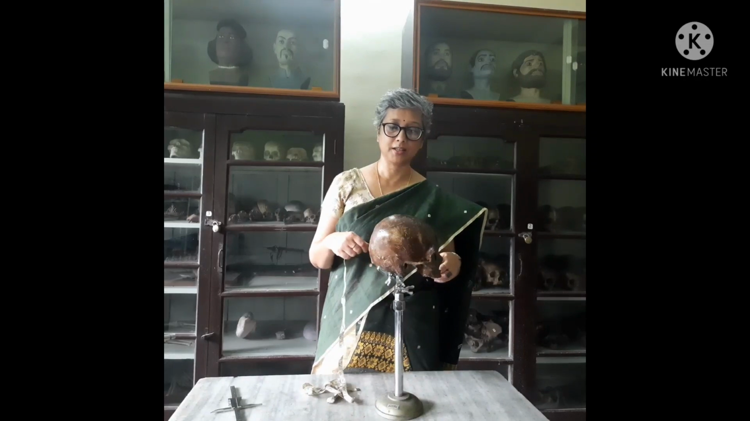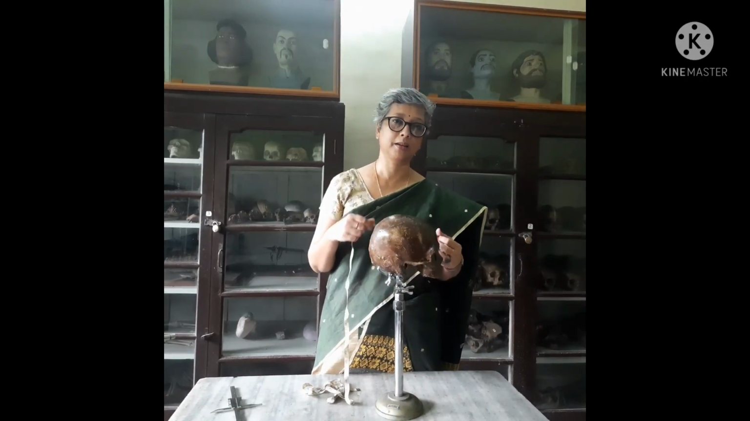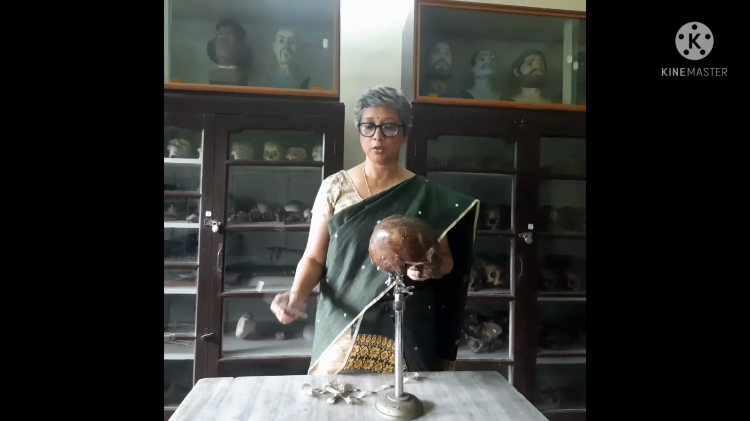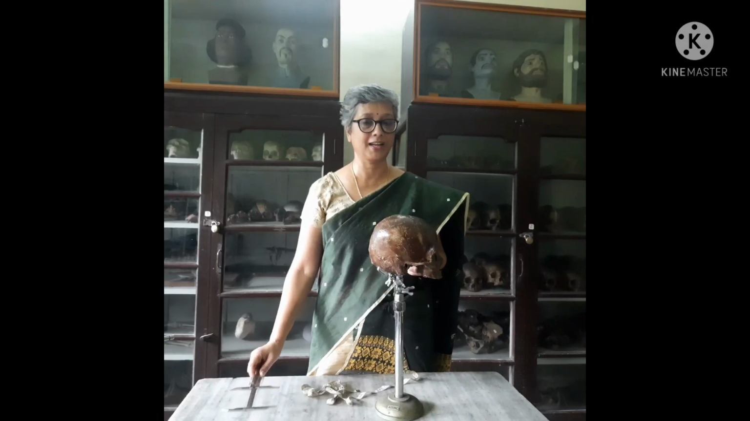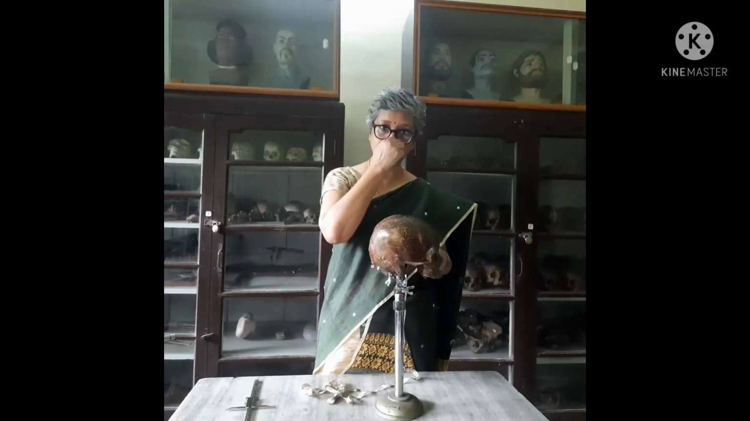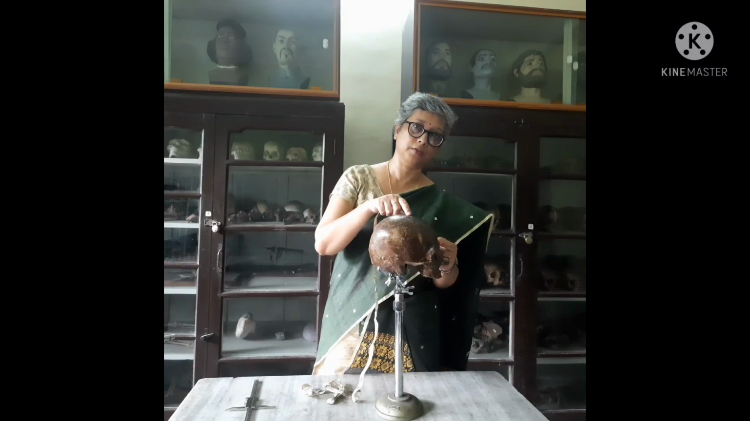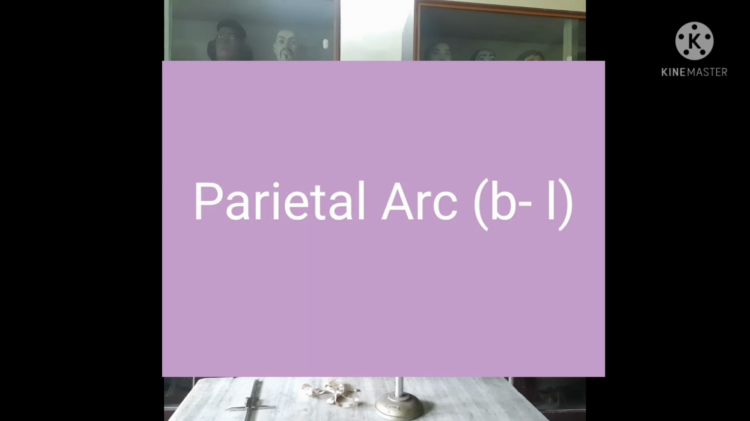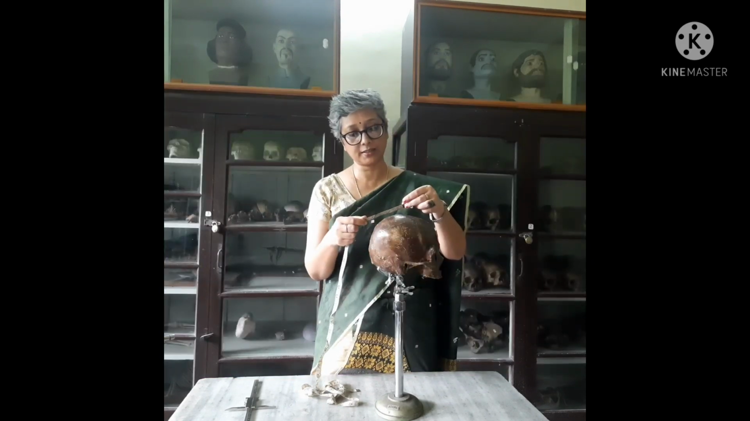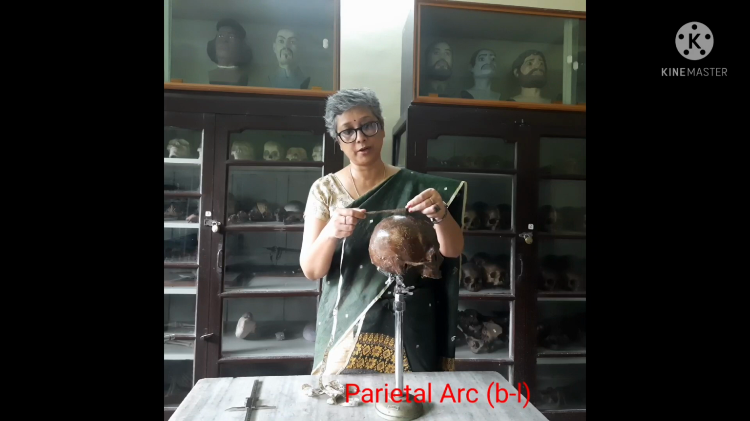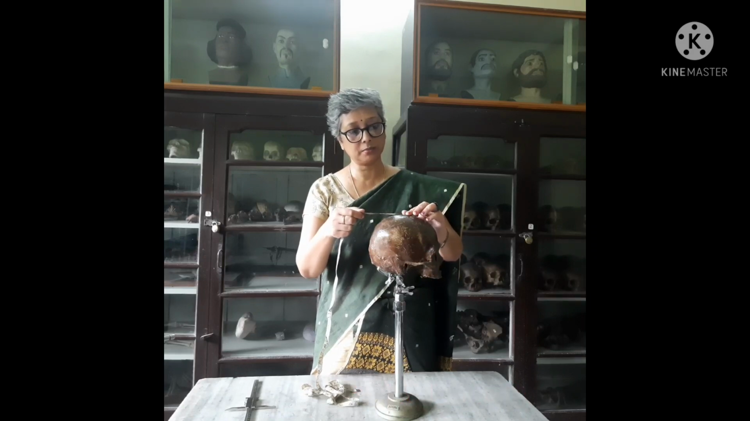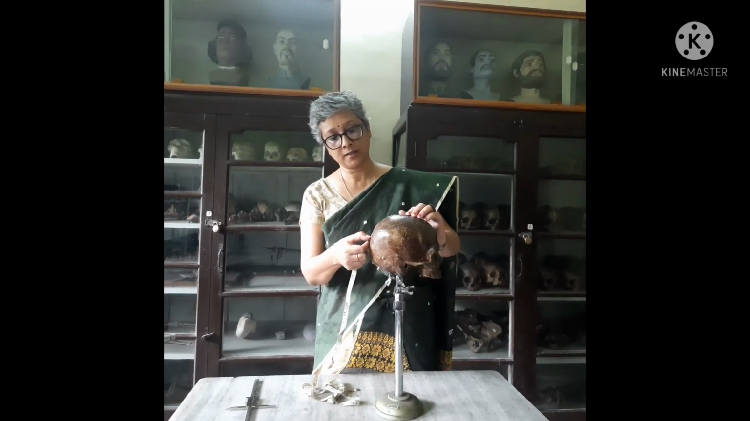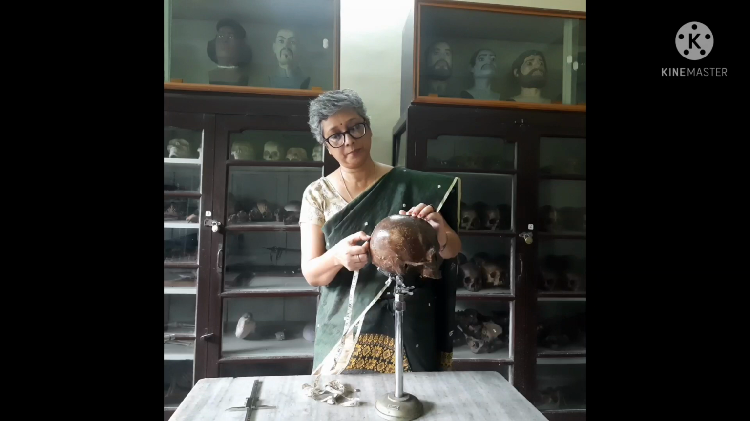The arc measurement is taken between the same landmarks as the chords, but the difference here is that we use a measuring tape instead of the sliding caliper. The arc measurement is taken over the surface of the cranium or the skull. So for the parietal arc, we have the landmarks which we discussed for the parietal chord, that is the bregma to the lambda, but we take the measurement with the help of a measuring tape over the surface of the cranium.